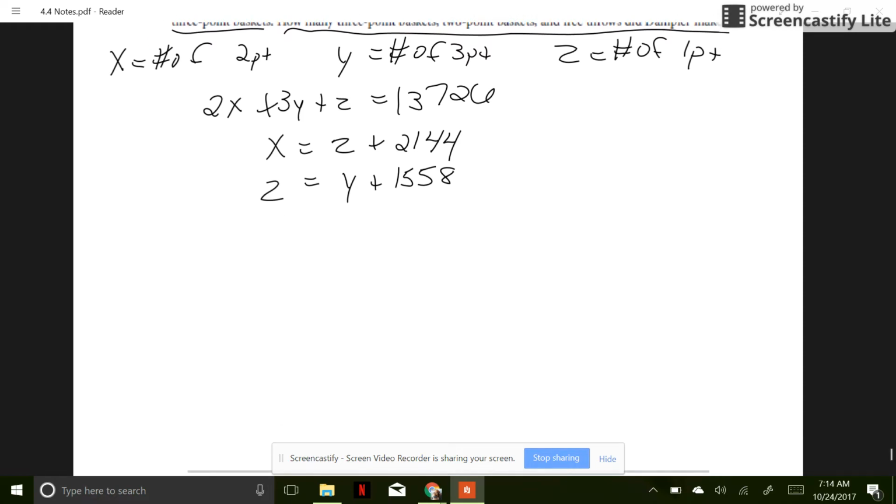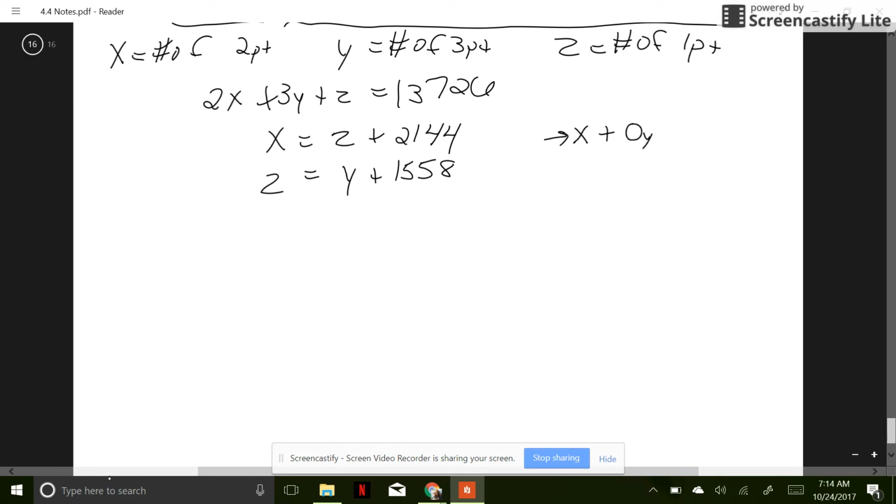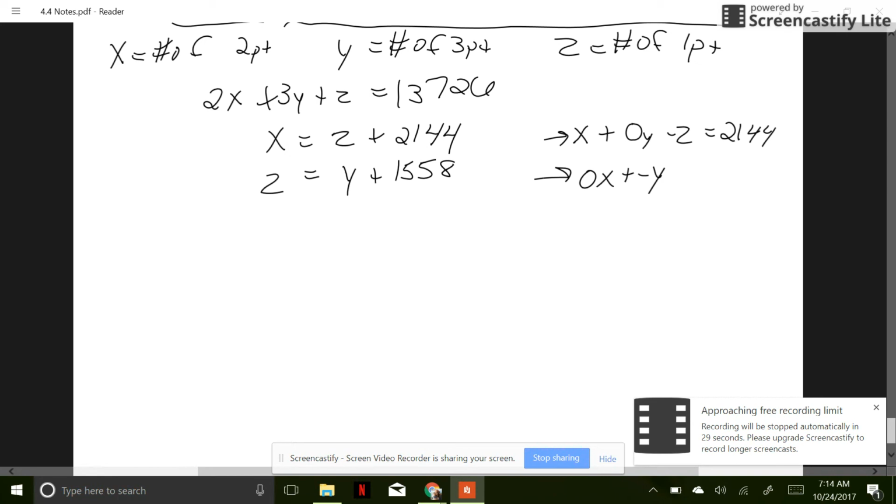But since we're working with matrices, we probably should write this as a matrix. So make sure in order you do that, remember it has to go X, Y, Z. So that means we'll have to rewrite some of these equations. So we'll have to move that Z over here. There's no Y's. And similarly with this one, this time we've got no X's. We'll have to subtract the Y. And then add that Z, 1,558. We'll finish this here in just a minute.